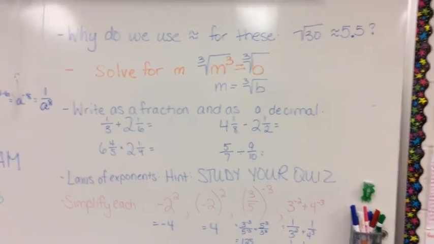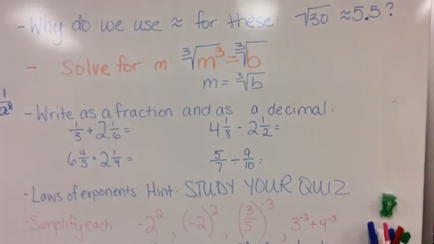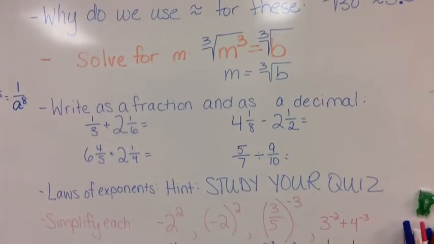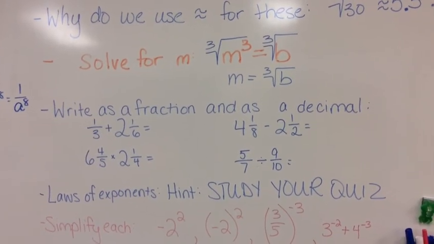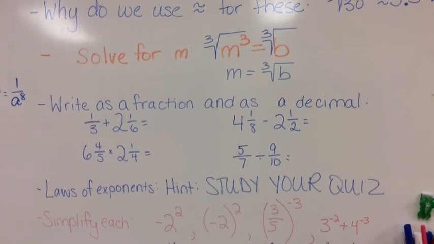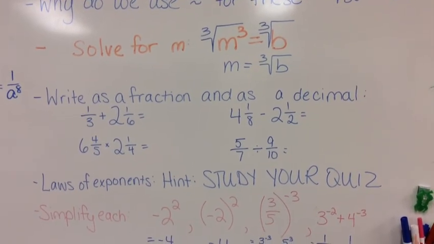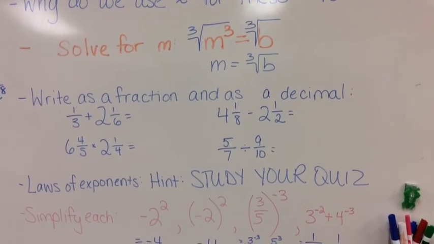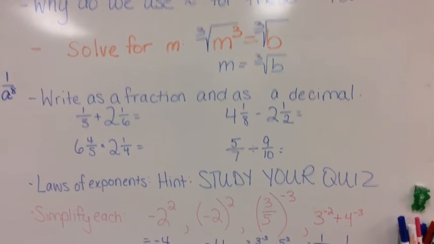In this case, if you're solving for m, the original said m to the third equals b. In order to get rid of that to the third power, you need to do the cube root. Whatever you do to one side, you must do to the other. You can't take the cube root of b because you don't know what b is, so your answer for m is the cube root of b.